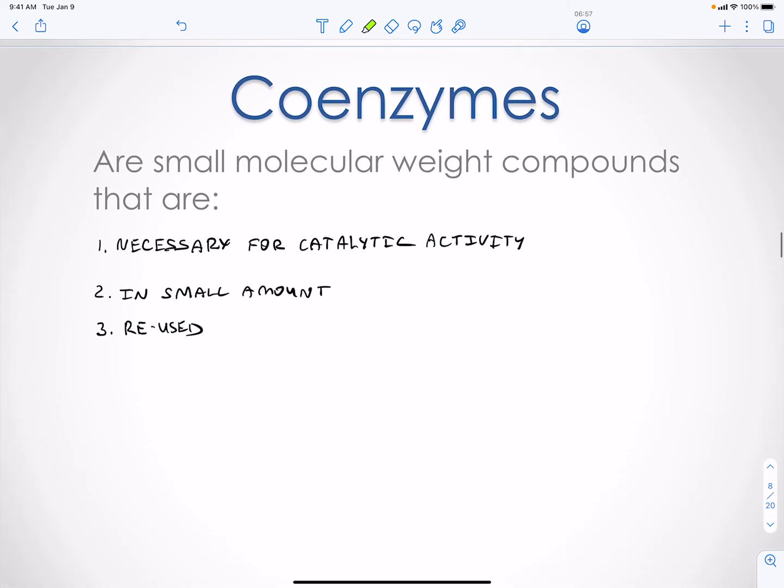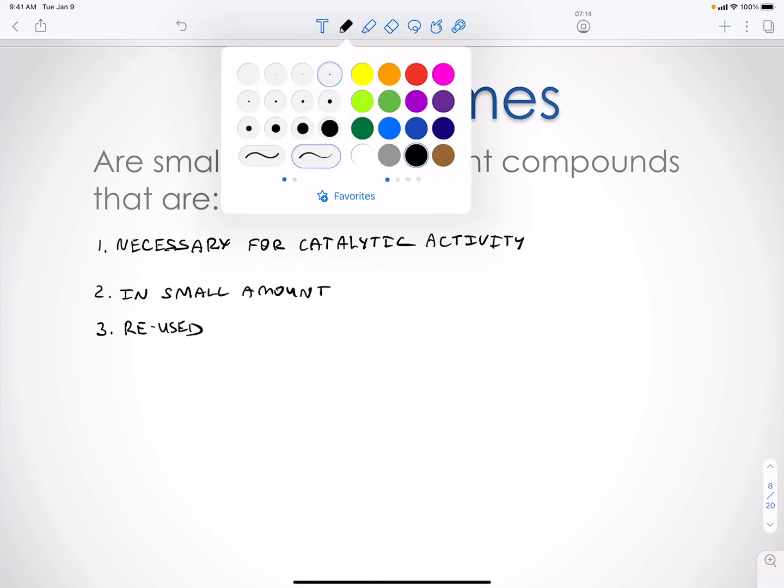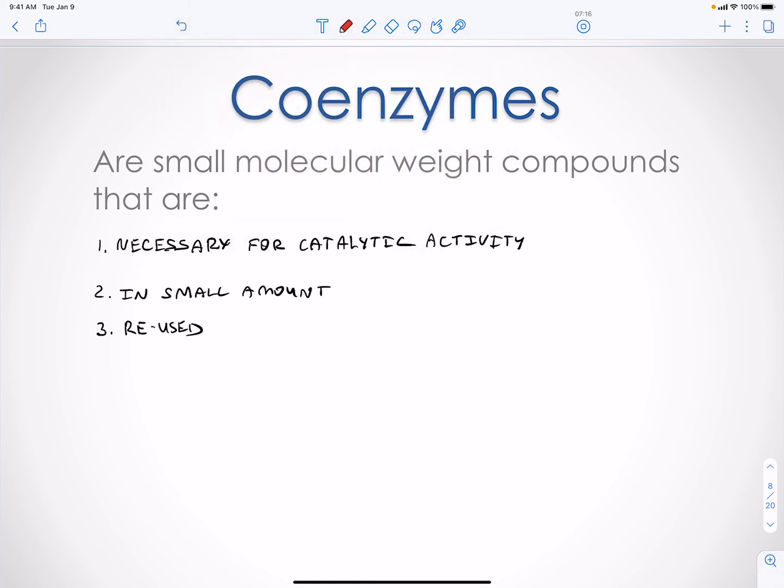Now, coenzymes are important because they help make things happen, and in fact, many enzymes could not function without their coenzymes, which is why vitamins are very important in our diet. So coenzymes are going to be necessary, and usually they're going to be used by 1 or more different enzymes.